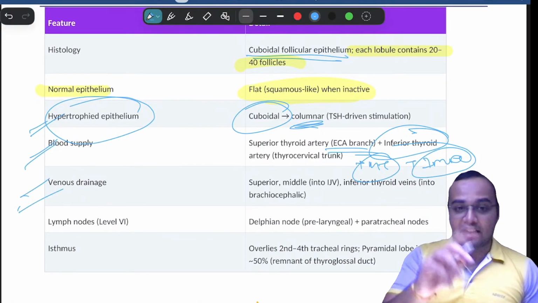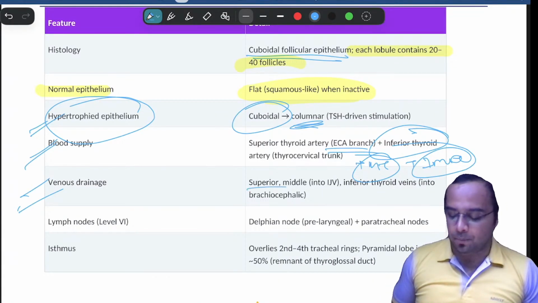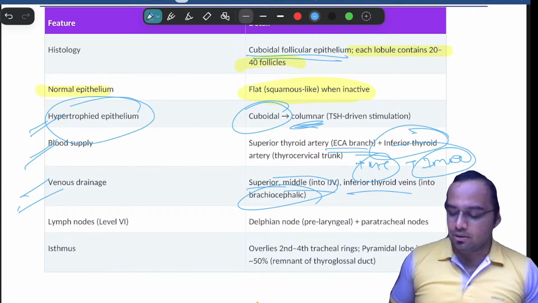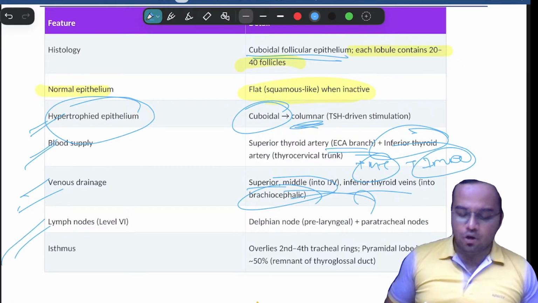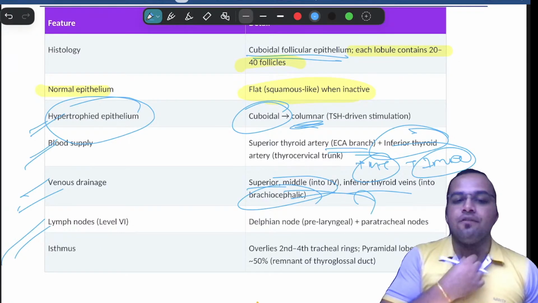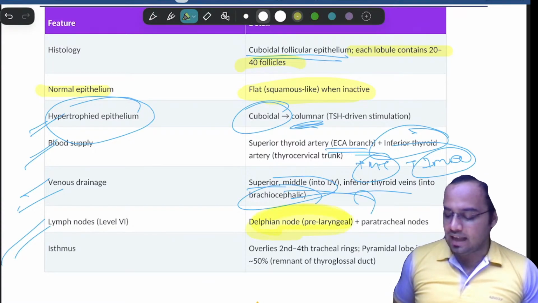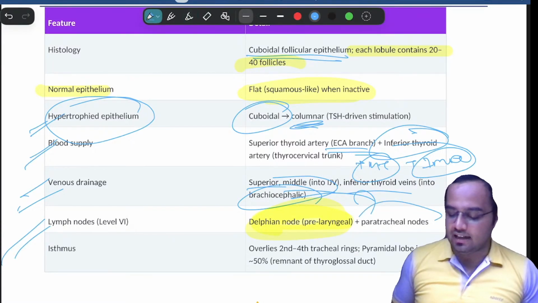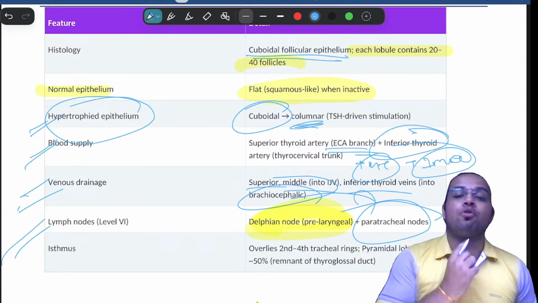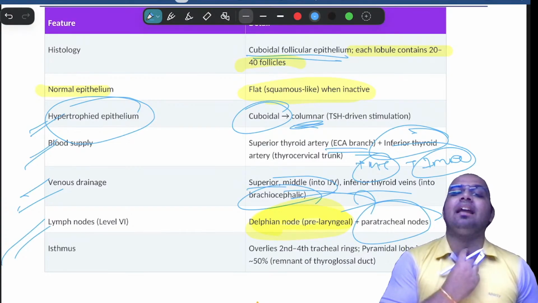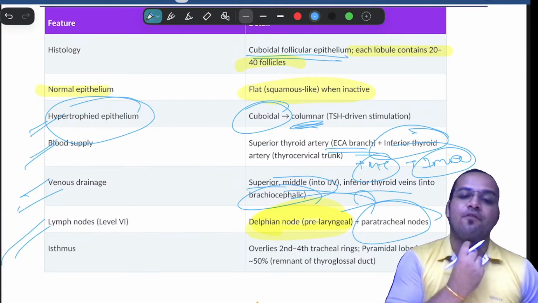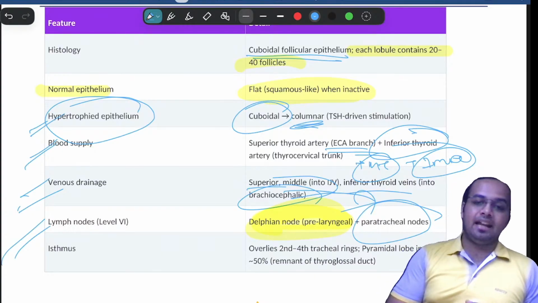Venous drainage is into three pairs of veins, superior, middle and inferior, and these are going to drain into the brachiocephalic trunk. Lymph nodes drain into the central group of lymph nodes, which is also called the Delphian lymph node. The Delphian lymph node is the pre-laryngeal lymph node, and then there is the pre-tracheal lymph node. So level 6 consists of two regions, pre-laryngeal and pre-tracheal. Pre-laryngeal is also called the Delphian lymph nodes, and then comes the pre-tracheal group of lymph nodes.